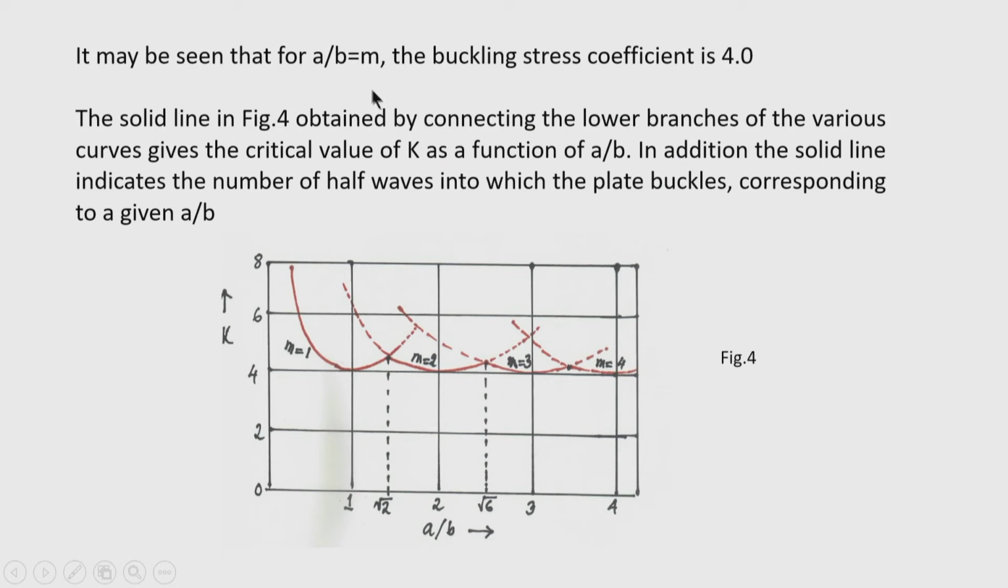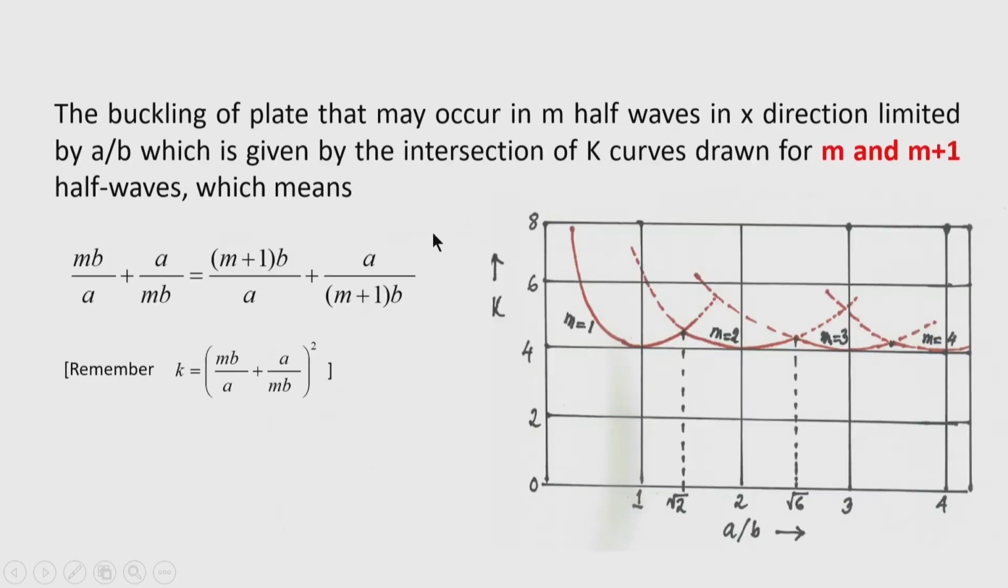So, it may be seen that for a/b = m, the buckling stress coefficient is 4, that we have calculated. Here the solid line, obtained by connecting the lower branches of the various curves, gives the critical value of k as a function of a/b. In addition, the solid lines indicate the number of half waves into which the plate buckles, corresponding to a given a/b ratio. Okay.